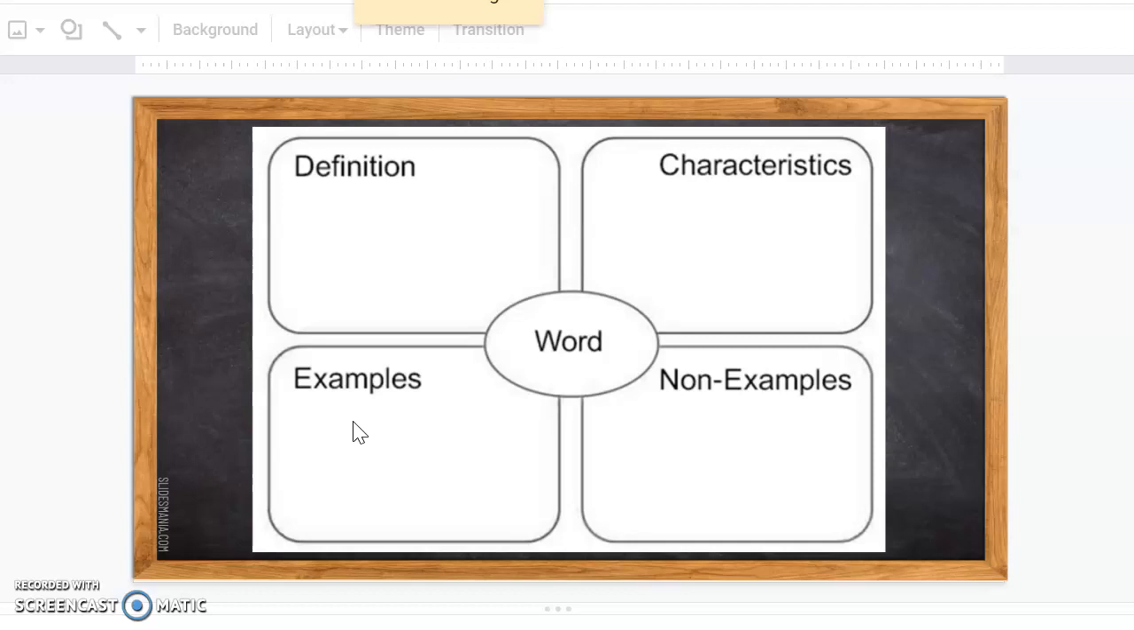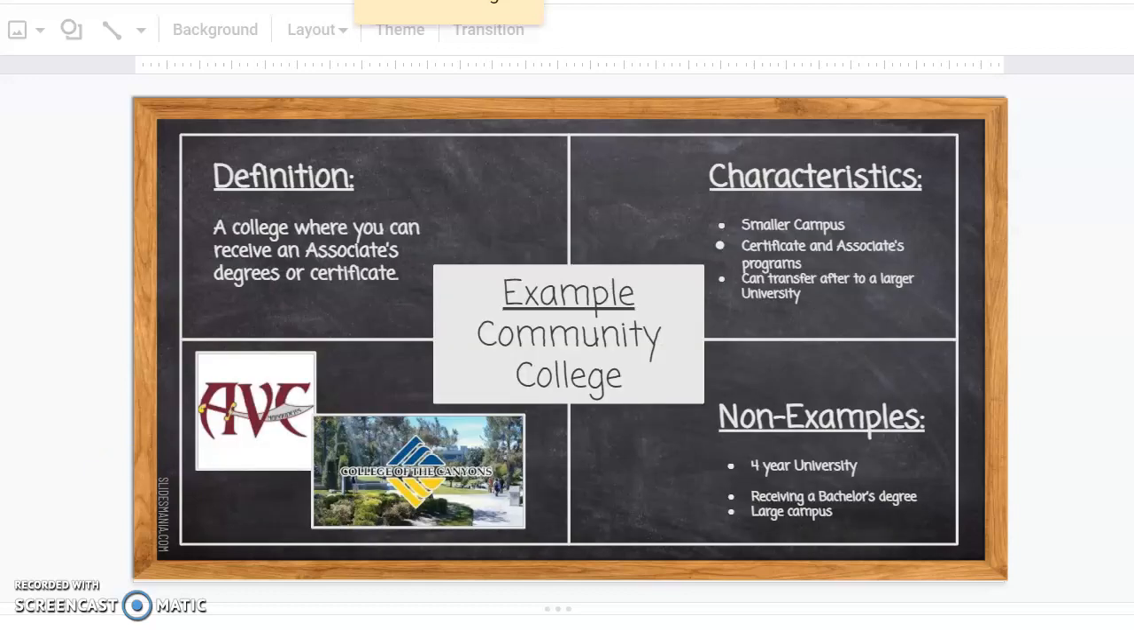So I have created an example for you so you can see. My example is the type of college I chose to do was a community college. So in my own words, I created a definition, and that's something that I really want to tell you guys. I don't want you to pull definitions from Google, and I don't want you to pull word for word from the presentation. Try to use your own words to create a definition of what you believe that school is.